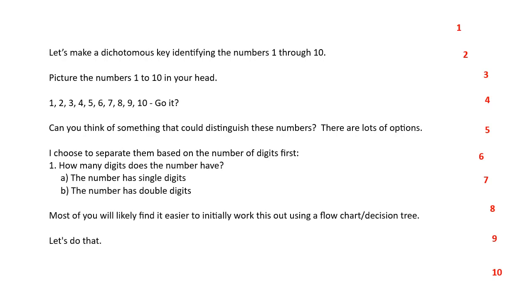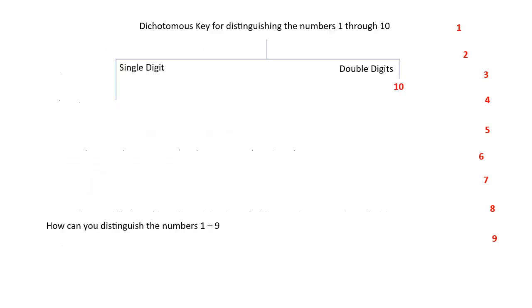When setting up a dichotomous key, most people find it easier to use a flowchart or a decision tree. So that's exactly what we're going to do. We're going to use a flowchart to try to work this out. At this point, we have separated out the number 10 out of the rest of them by separating out the single digits from the double digits.